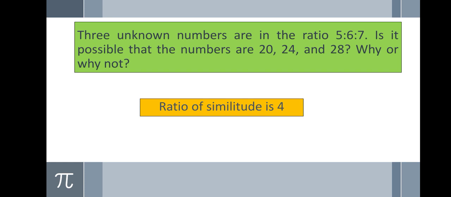So in order to get 20, what did we do to 5? We simply multiply it by 4. How did we derive the 24? Simply multiply 4 by 6. How did we derive 28? By simply multiplying 4 by 7. And thus the ratio of similitude is 4.